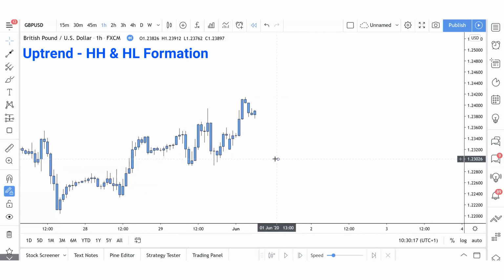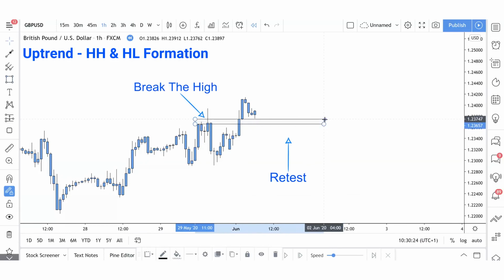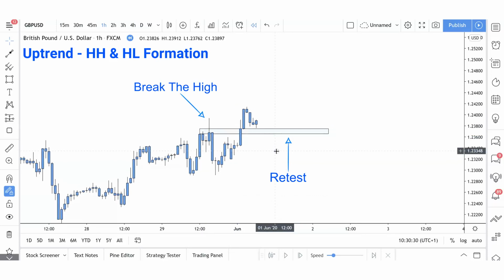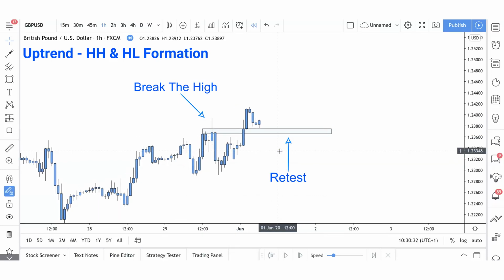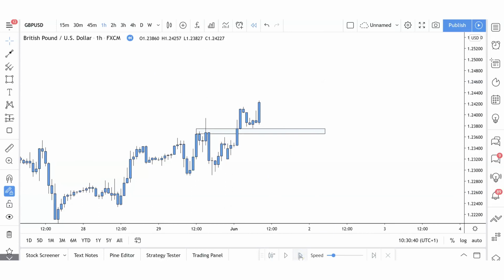Now what we're looking for the market to do, remember, is break the previous high, and then we're looking for the market to come back to this level to show strong signs of bearish pressure into this level, and then we're looking for the indecision and then the bullish candle to represent a continuation of this trend. So let's continue to see what happens. We can see the market is continuing to push up.